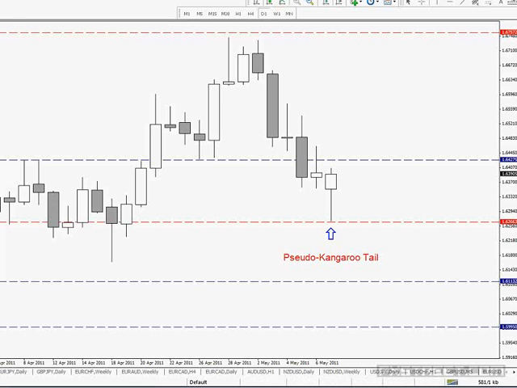What you'll often find on these pseudo kangaroo tails, I'm talking about this one over here, right? The previous bar, the bar right here, has a low of 63.53, and the open on the kangaroo tail itself is 63.519. So it missed it by like 1 pip, right? What is pseudo? Pseudo just means sort of like, kind of, almost.